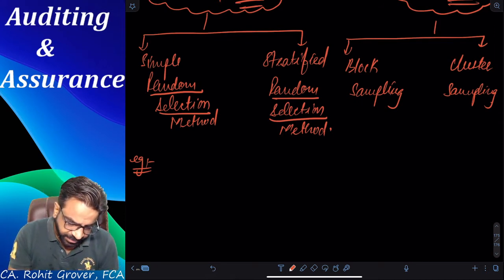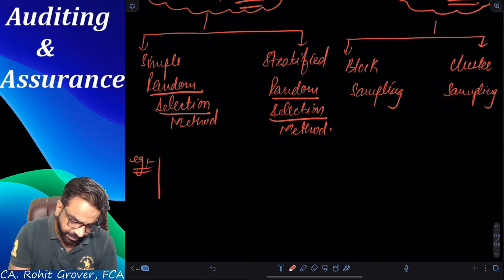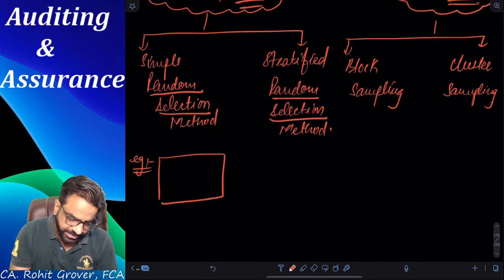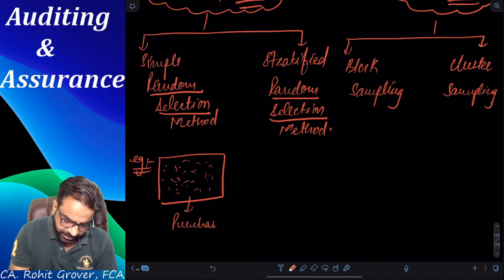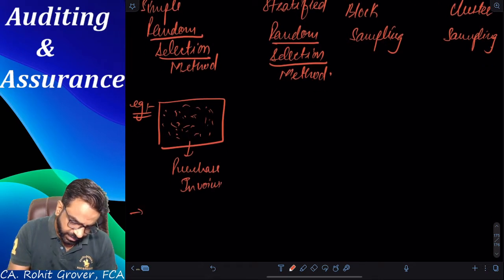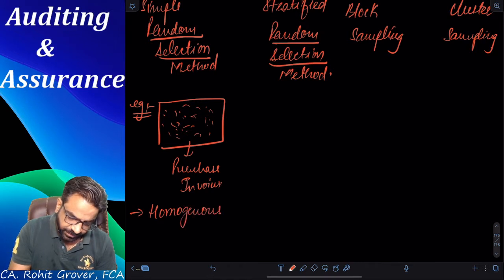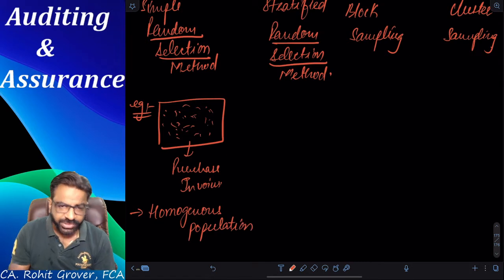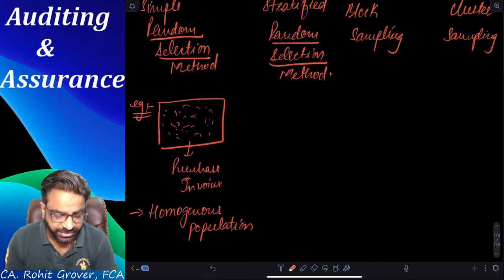Simple random selection method. Say for example, there is a huge population of purchase invoices. There is a huge population of which invoices? Purchase invoices. And this is a homogeneous population. It's a which population? Homogeneous population. So there is a homogeneous population of all the purchase invoices.